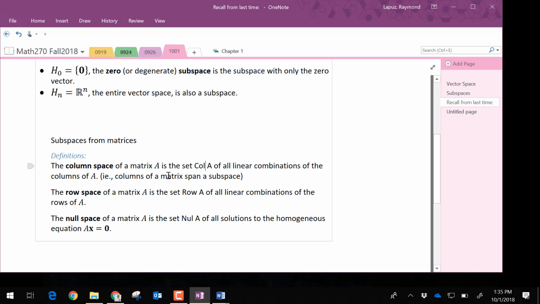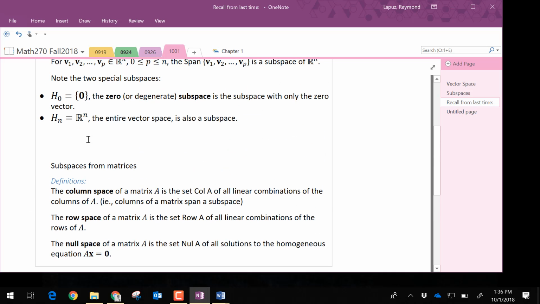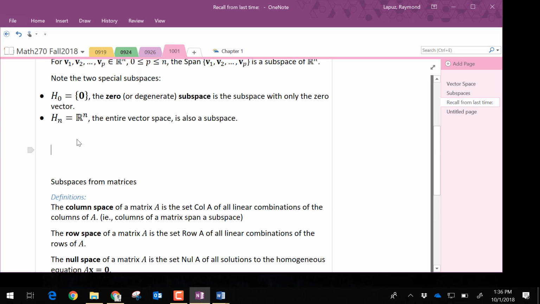So the columns of the matrix span a subspace called Col A, column of A. The rows also span a subspace called Row A, and then the null space. Well, it's not a particular set of vectors that span it, but we'll see what the set of vectors that span it actually is, and we'll take a look at that as an example. So I guess we should say this is new material now.